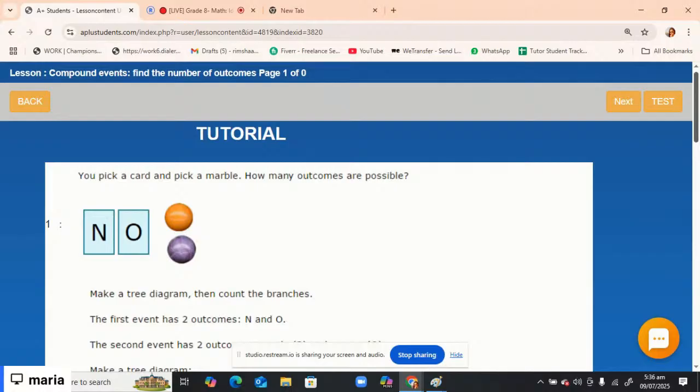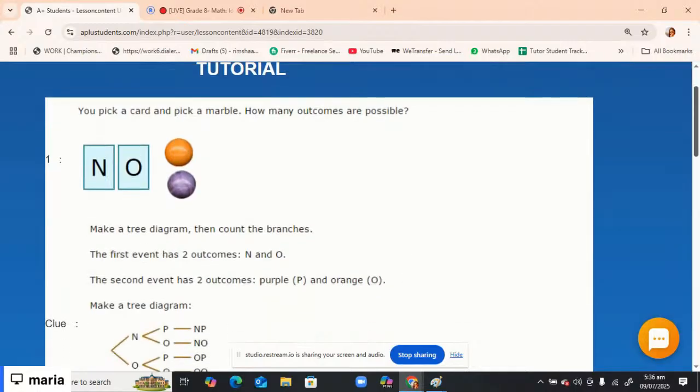You pick a card and pick a marble. This is the card given, and here are the marbles given. So first you pick a card and pick a marble. So how many outcomes are possible? Let's see the cards. This is N and that is O. So there are how many events? Two events. Now for the second, there are two marbles. So how many events? That are again two events.